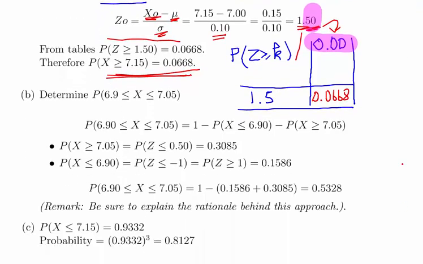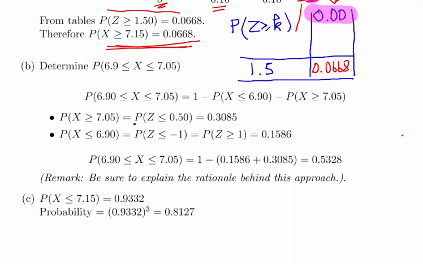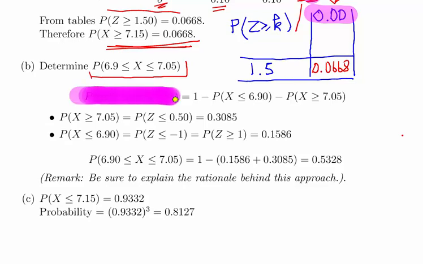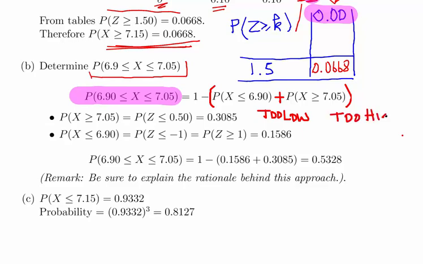Now, the second part of our question asks us to determine the probability that the length of a jump is between 6.9 meters and 7.05 meters. So this is an interval, and the probability of being inside this interval is the complement of being outside this interval. We could have too low for the interval and too high for the interval, and collectively they are outside the interval. So one is the complement of the other.